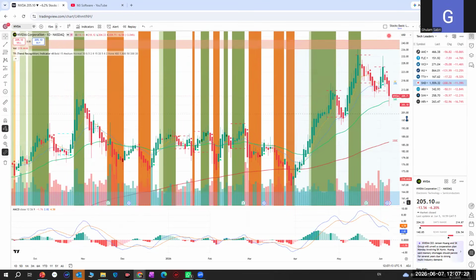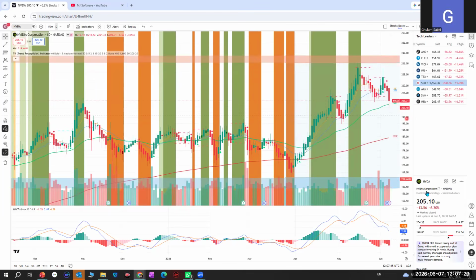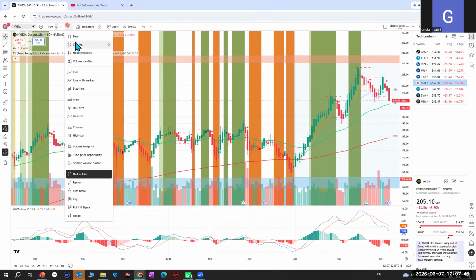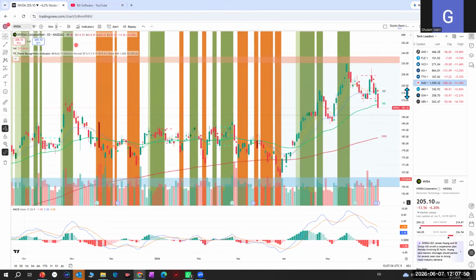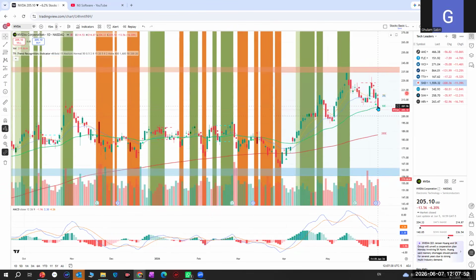One second. NVIDIA right now is 205. It has not broken to 200. No, I'm saying the EMA 50. It was showing on the chart, it was 206.40. Let me go back to the normal candles. Okay, this is Heikin Ashi. Yes, it has broken its 50 day, but I was talking about this support right here.